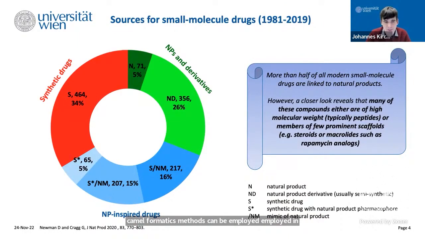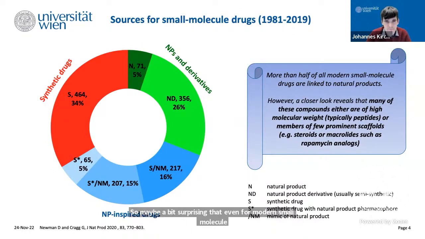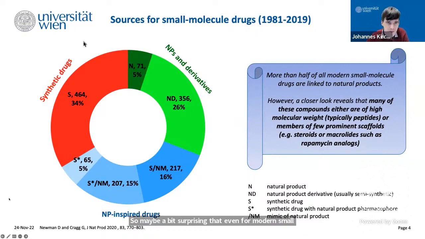It may be a bit surprising that even for modern small molecule drugs, more than 50% are related to natural products. We see this here in this nice diagram, where the green areas and the blue areas represent the proportion of drugs that are related to natural products. They are not necessarily genuine natural products. These are only 5% actually, but natural product derived compounds are plenty among the drugs.